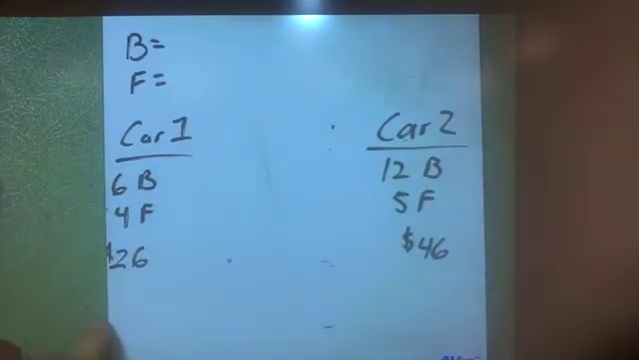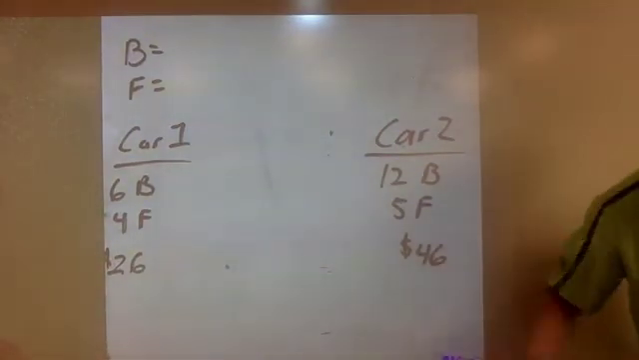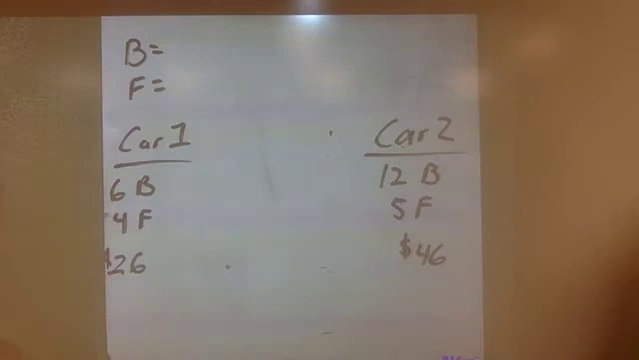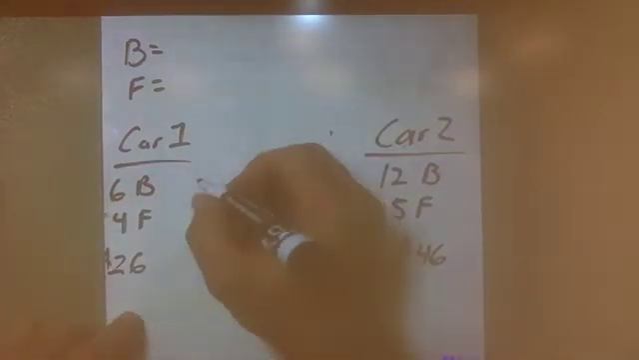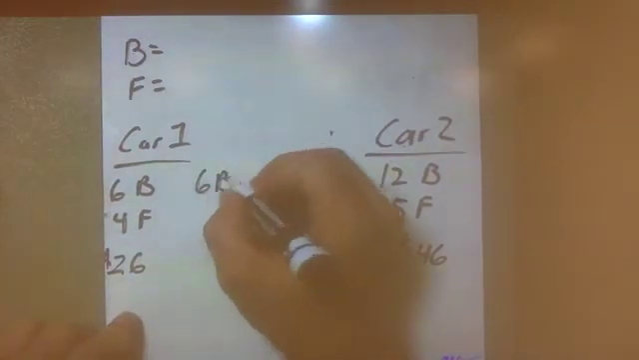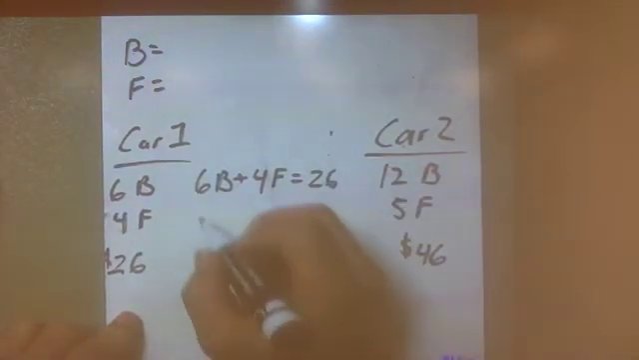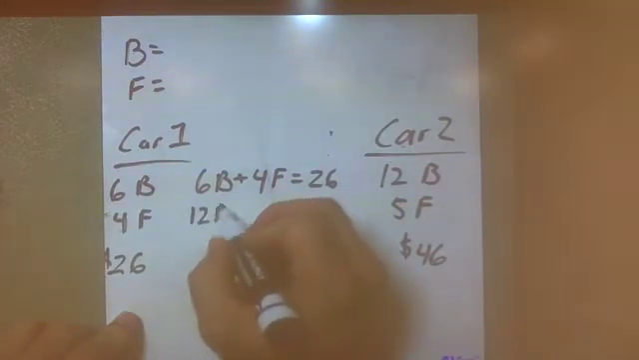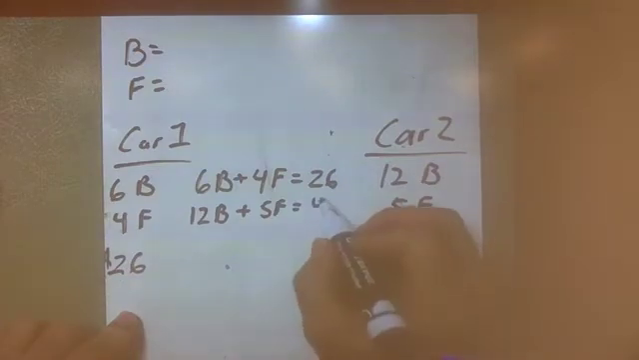Well, sometimes it's going to happen where the letters, your unknowns, aren't going to be the same. Like last time it was 4 burgers for each car. Now they're buying different amounts of burgers and different amounts of fries. So let's build our equation. 6 burgers plus 4 fries equals $26. And then over here in car 2, 12 burgers plus 5 fries, and they spent a total of $46.